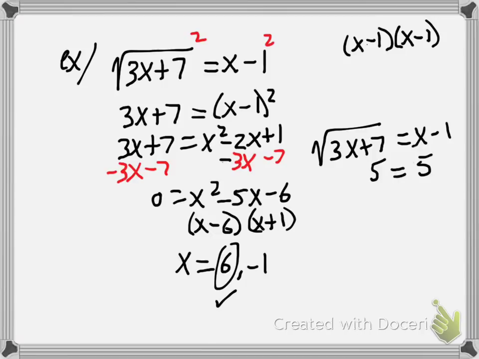So now I want to go through and plug in negative 1 for x and see what I get. Alright, the right hand side again is going to be easier. Negative 1 minus 1 is negative 2. So if I plug in negative 1 for this one, I get negative 3 plus 7, which is 4, square root of 4, which is 2. 2 does not equal negative 2, so that means negative 1 is an extraneous solution.